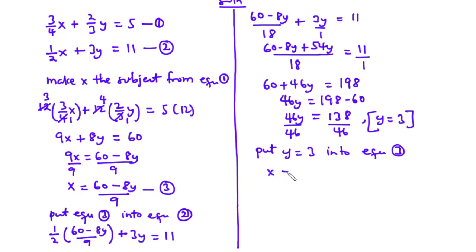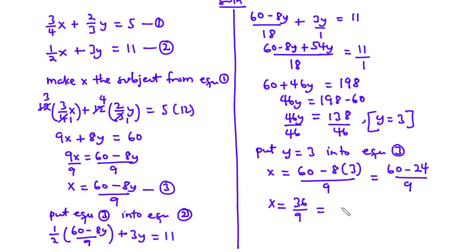So we have x equals 60 minus 8 times 3 divided by 9. So this becomes 60 minus 8 times 3 is 24 divided by 9. 60 minus 24 is 36. And then 36 divided by 9 is 4. Therefore, x is equal to 4, y is equal to 3.